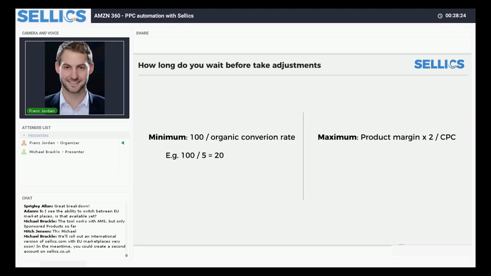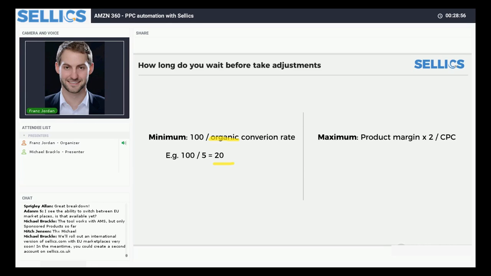But I want to give you at least some boundaries. I think the minimum that you should wait before you set a keyword to negative or before you pause a keyword is 100 divided by your conversion rate. Organic is a bit confusing here, so let's just say conversion rate. So if you have a conversion rate of 5, you would calculate 100 divided by 5 equals 20. That means you would wait at least 20 clicks.